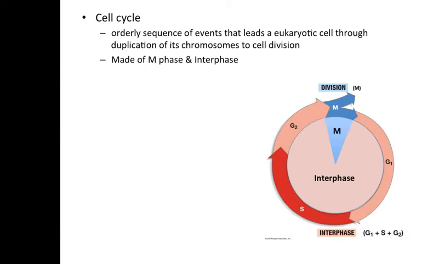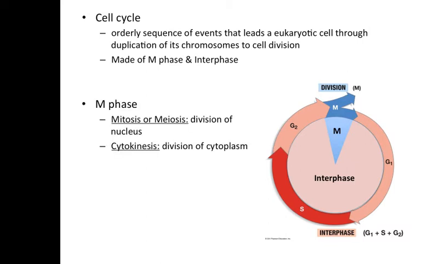As we mentioned in class, the cell cycle refers to the ordered series of steps that takes place in a eukaryotic cell leading to cell division and duplication. The cell cycle can be divided into the M phase and interphase. We will discuss the events that occur during interphase later this week.